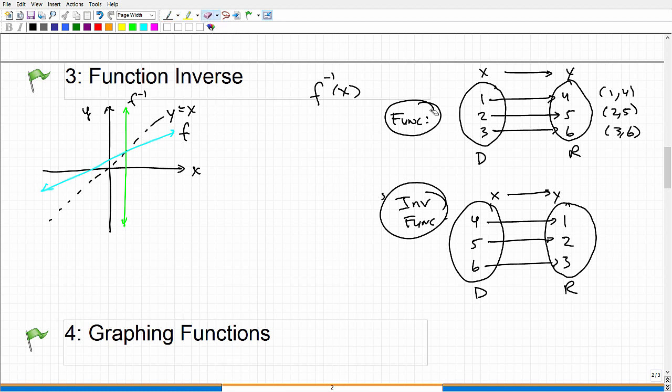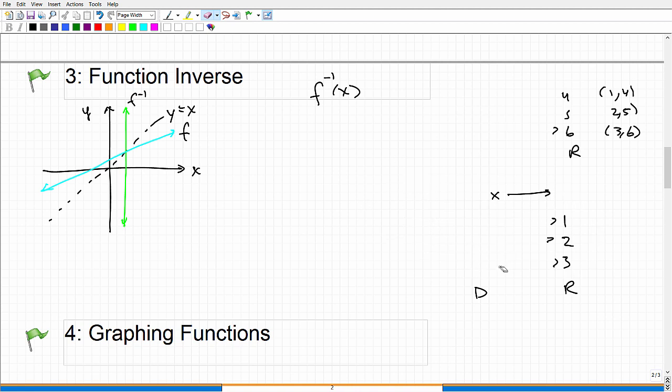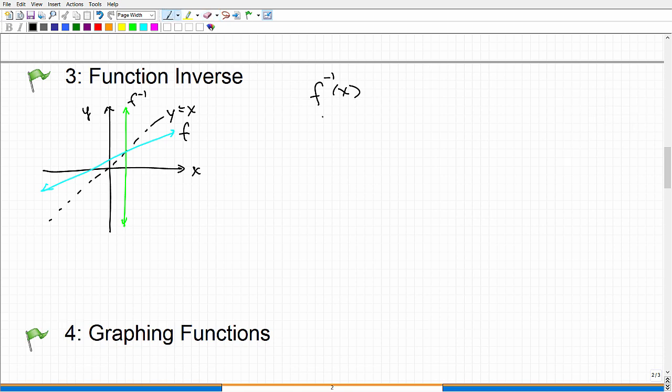Okay, let me erase all this stuff. Let's talk practically about how we actually find the inverse. So let's say I have this function, f of x equals 2x plus 1. One of the things you need to know is that the notation f of x is also equal to the variable y. So y is equal to 2x plus 1. What you do in order to find an inverse function is you switch the x and y.